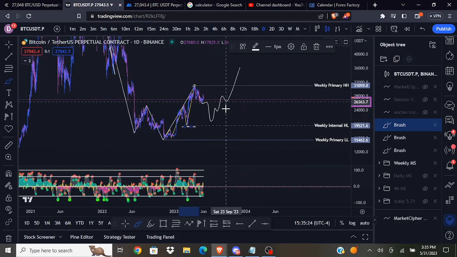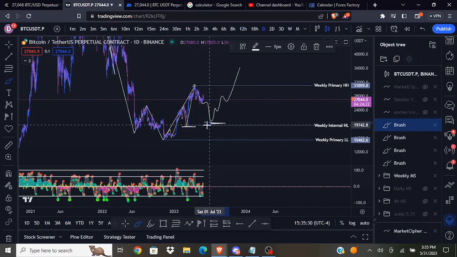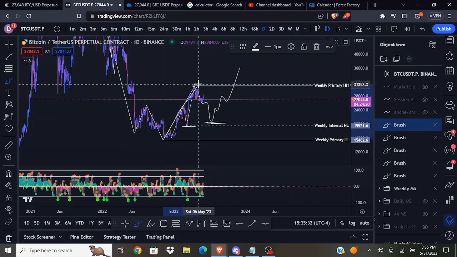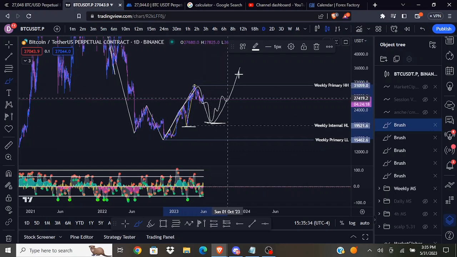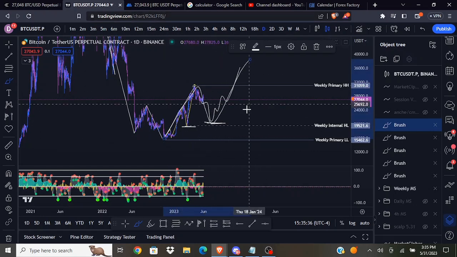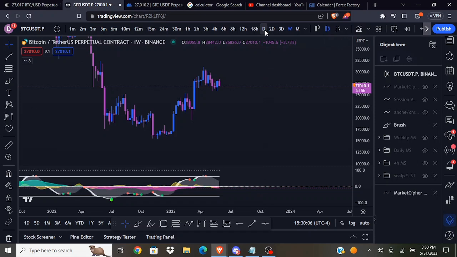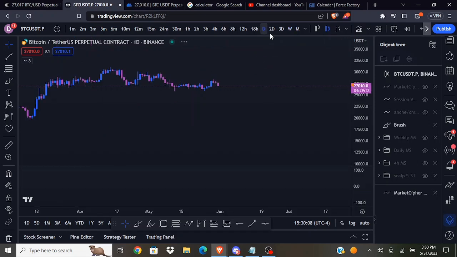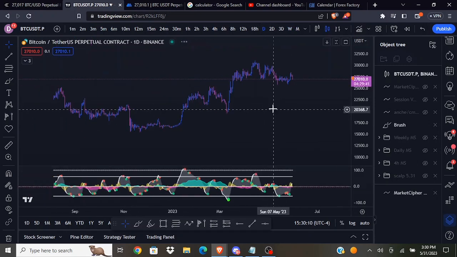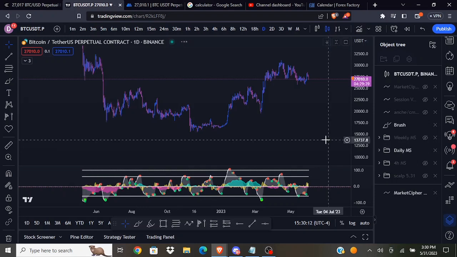And if that happens, let's say this scenario happens, then the primary market structure point would move to right here because we have a higher high, higher low, higher high on the primary market structure. And then from there, we can go down to a lower time frame. I like to go down to the daily, and we can mark out daily market structure.